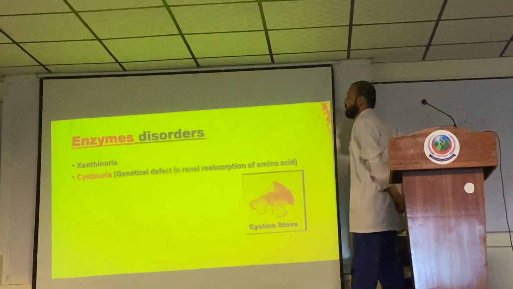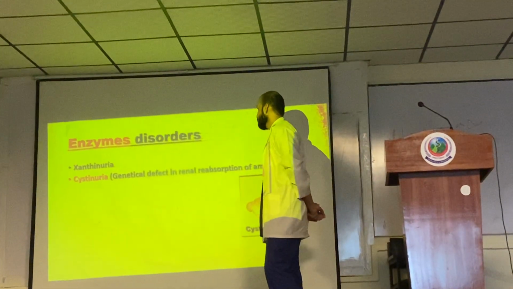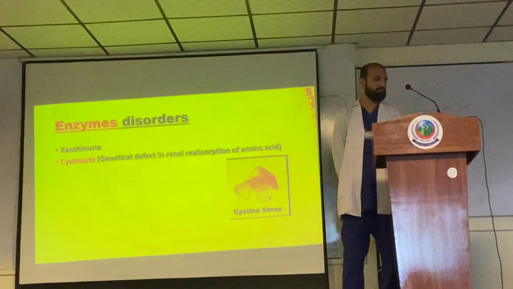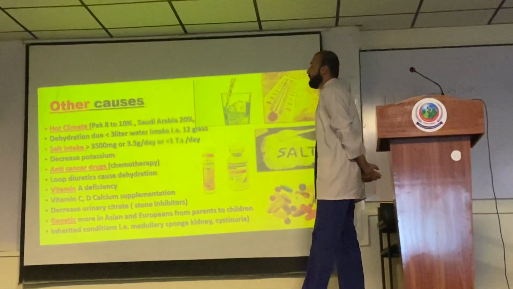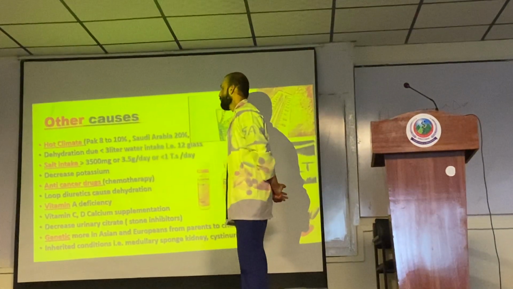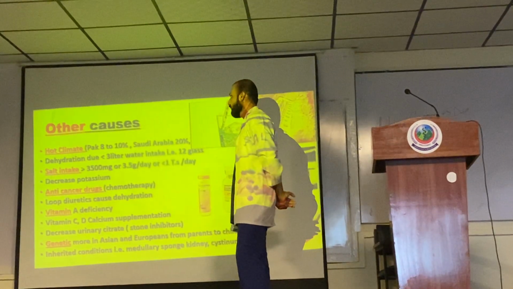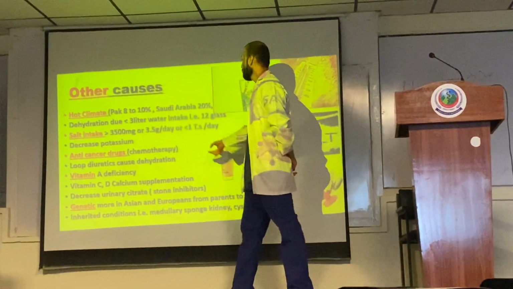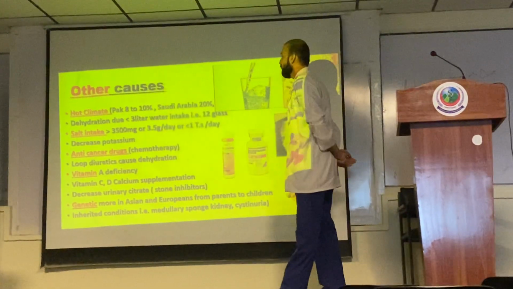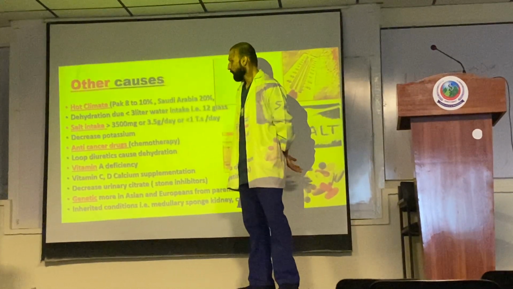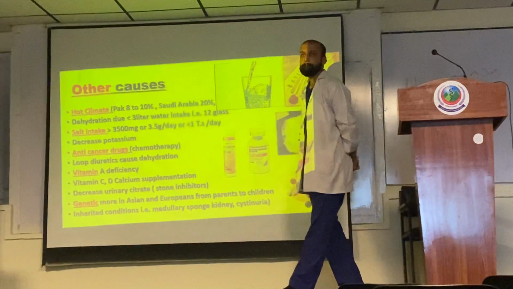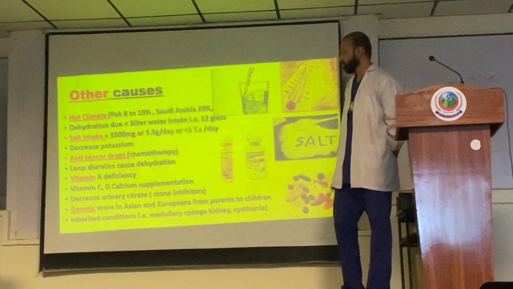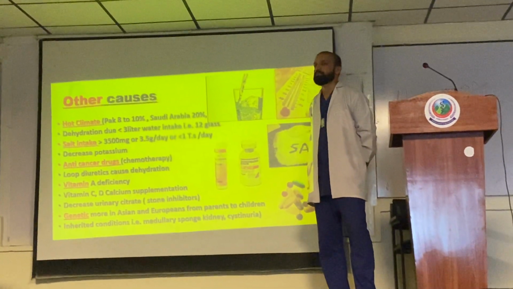Next one is some enzyme disorders like xanthinuria and cystinuria, which occur due to genetic deficiencies. Again, we are talking about amino acids. Other causes are people living in a hot climate like Pakistan. It is very common, 8 to 10%, and Saudi Arabia is also a hot climate. There is also dehydration, less water intake, and less salt intake. South Punjab or North Punjab, Multan, this area has a lot of heat, and workers here get a lot of stone formation. Our Rajasthan area as well.